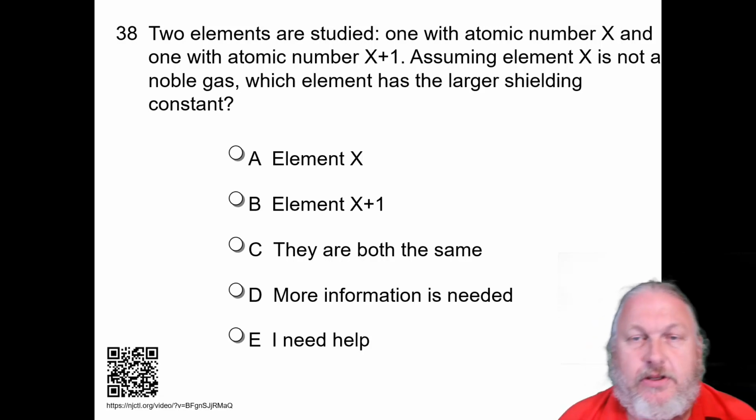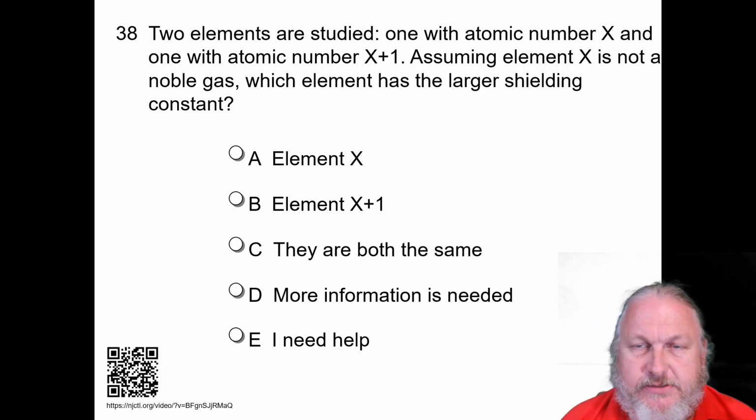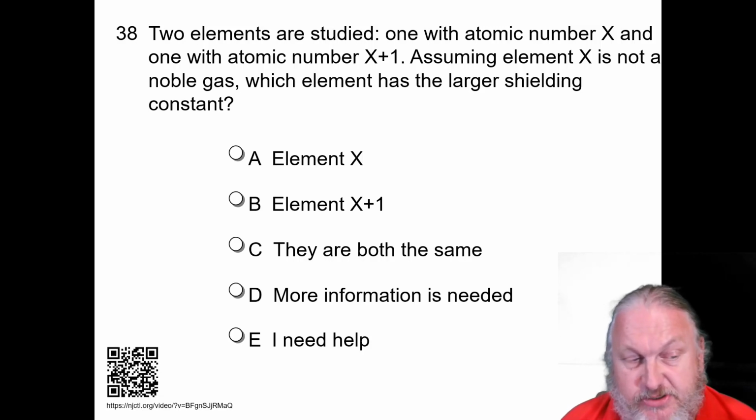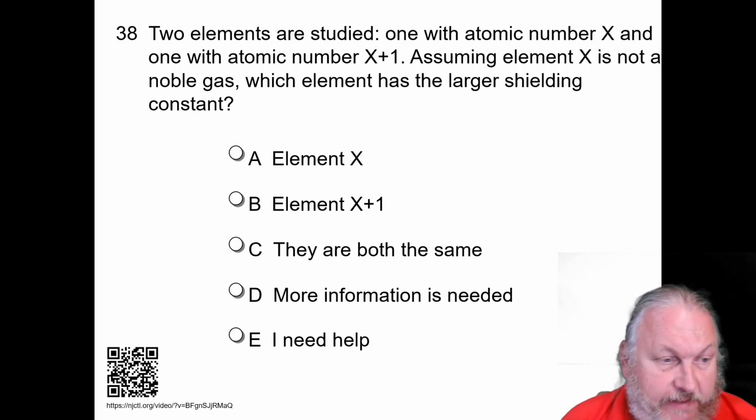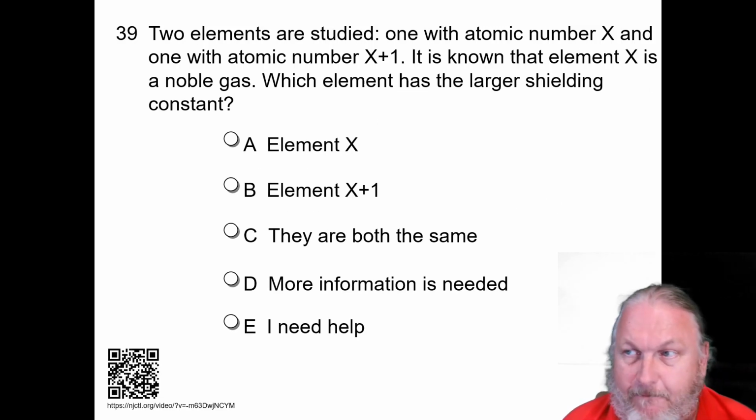Oh, let's play with this one. Two elements are studied, one with atomic number X and one with atomic number X plus 1. Assuming X is not a noble gas, which element has a larger shielding constant? Well, they're on the same row, all on the same energy level. So C, they're both the same. They both have the same shielding electrons. C.